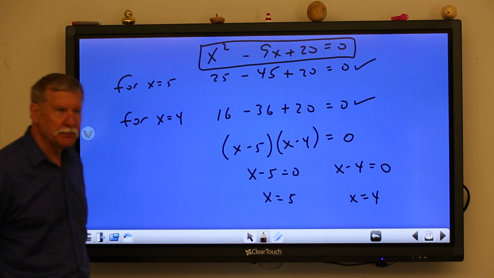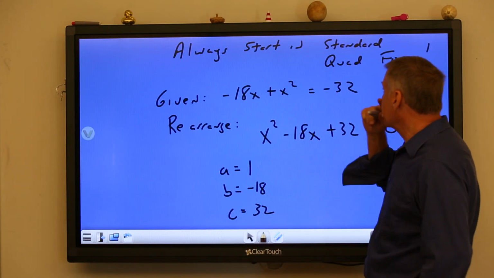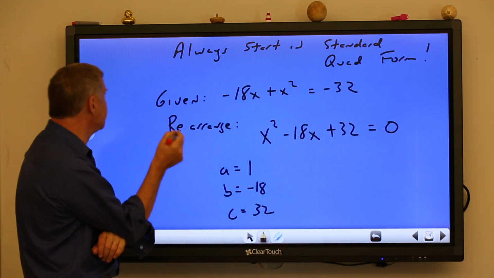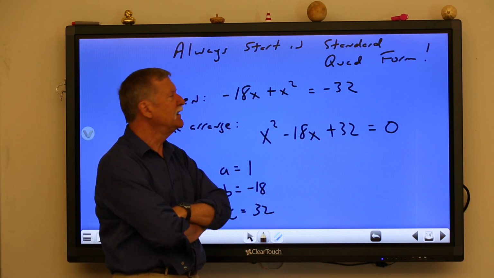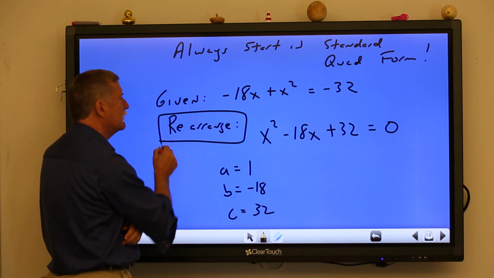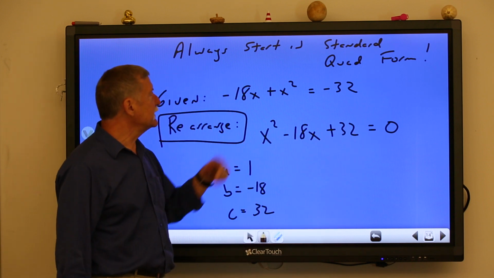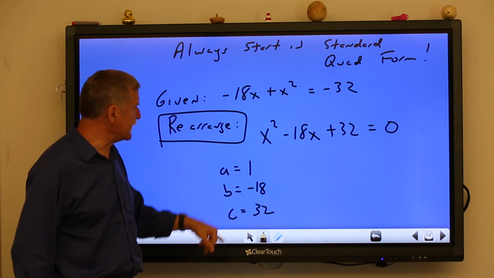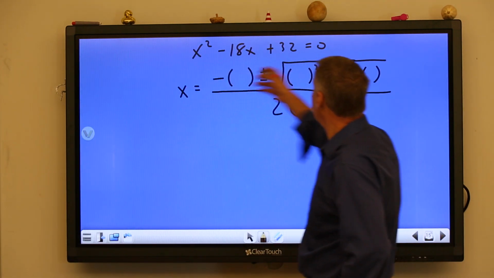But that really isn't the point. The point is getting used to this thing called the quadratic formula. Remember that to use the quadratic formula, you always have to start in standard form. So if you're given something like minus 18x plus x squared equals minus 32, you don't want to try to solve it like that. The first thing you have to do is rearrange things and put it in descending order into standard form, and here we have it. Once we've got that, we say a equals 1, b equals minus 18, c equals 32.